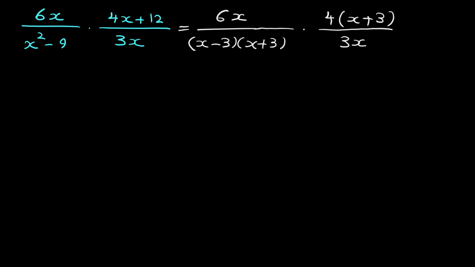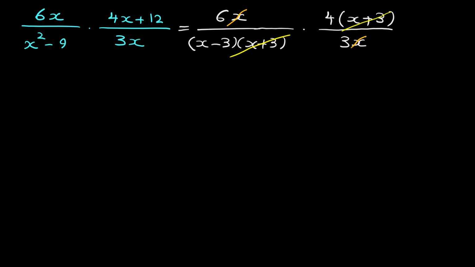Now look at the numerator and denominator and try to find common factors and cancel those factors from numerator with denominator. x plus 3 with x plus 3 cancels. If you pay attention, in the numerator we have x, and in the denominator we also have x. So this term cancels with this term. Also in the numerator we have 6 times 4 because we multiply the terms in the numerator. 6 times 4 is 24.